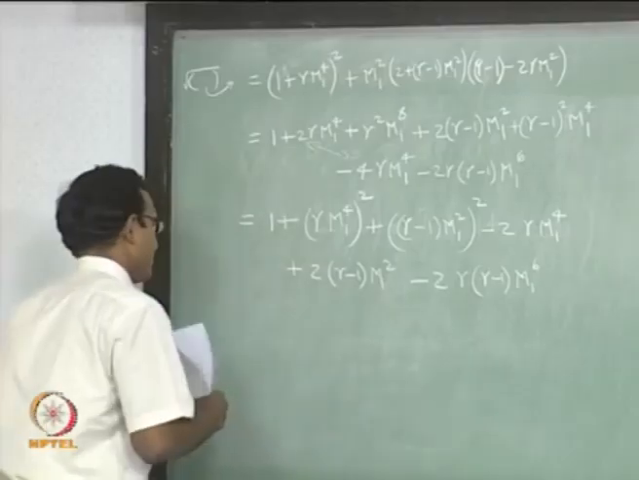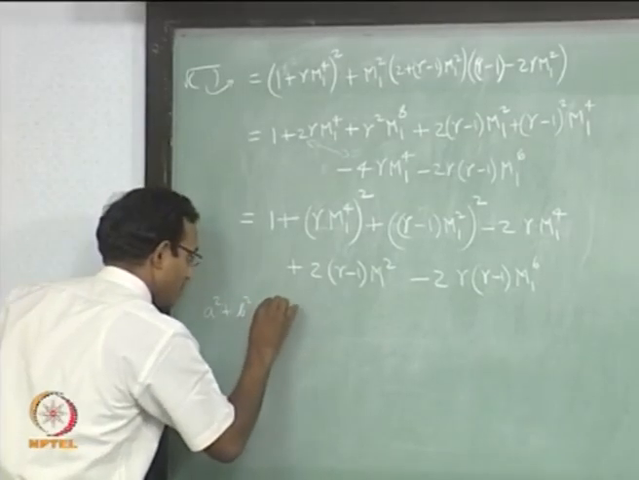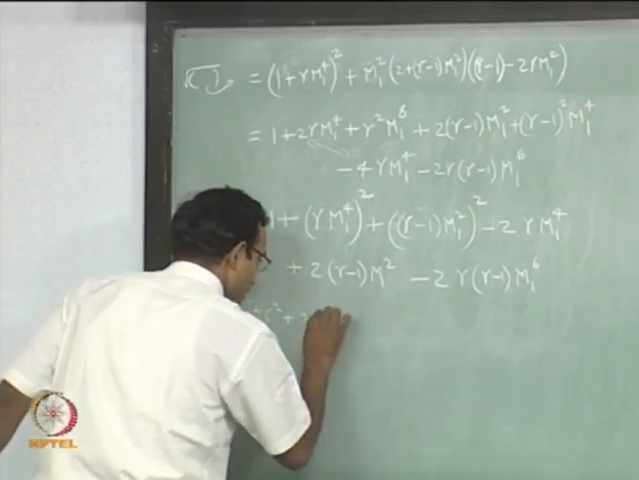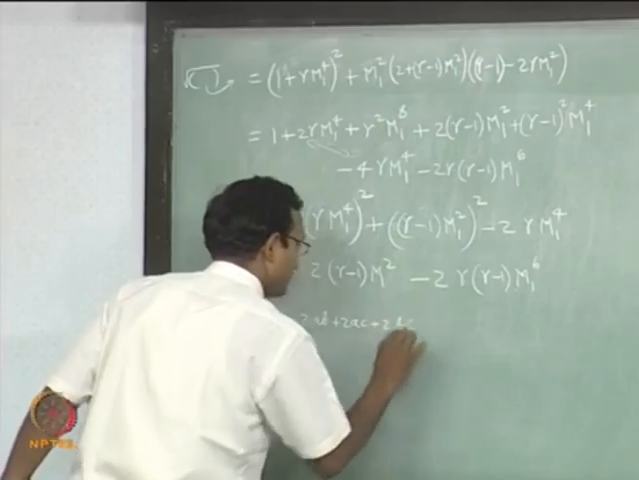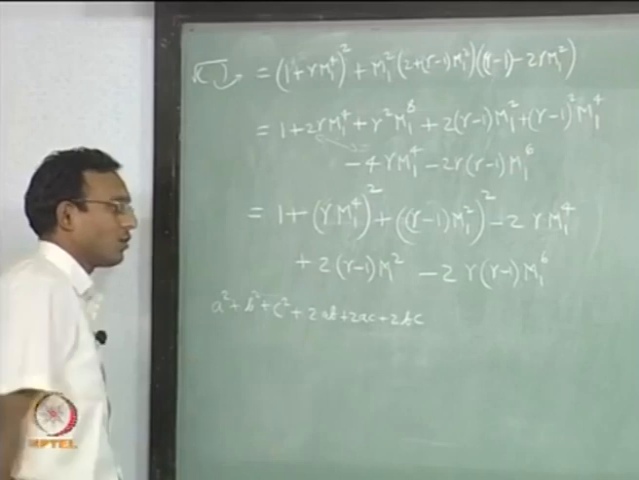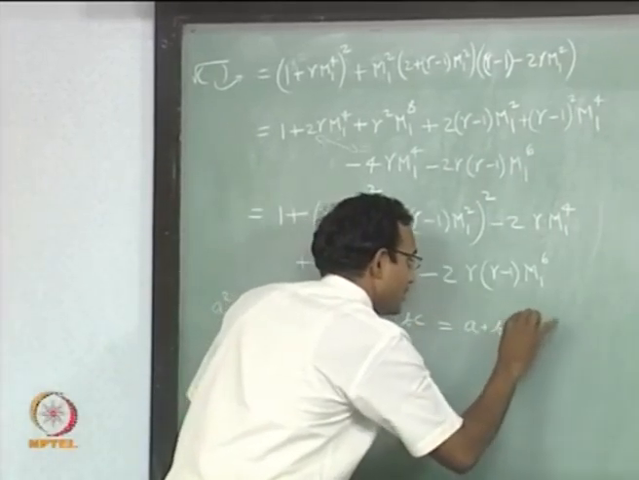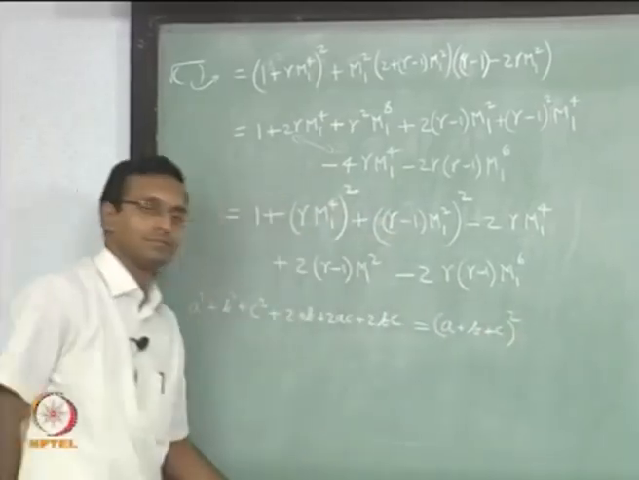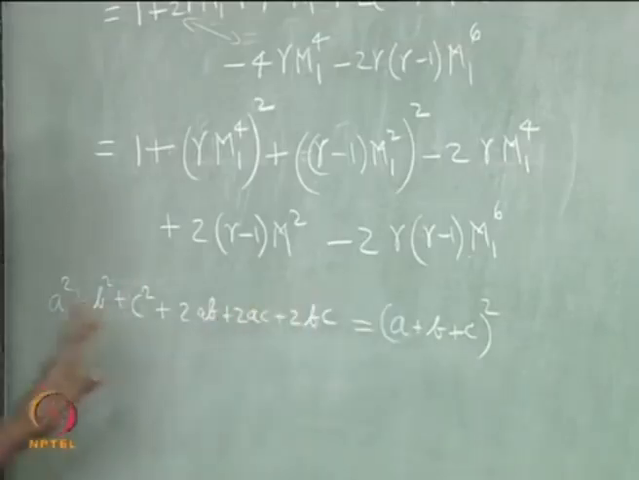So, it is of the form a square plus b square plus c square plus 2ab plus 2ac plus 2bc. This is of this form. This is equal to (A plus B plus C) whole square. That is what it will come down to. Yeah, of course, you can multiply this and find out that is correct. It is correct. You will get to this particular form.